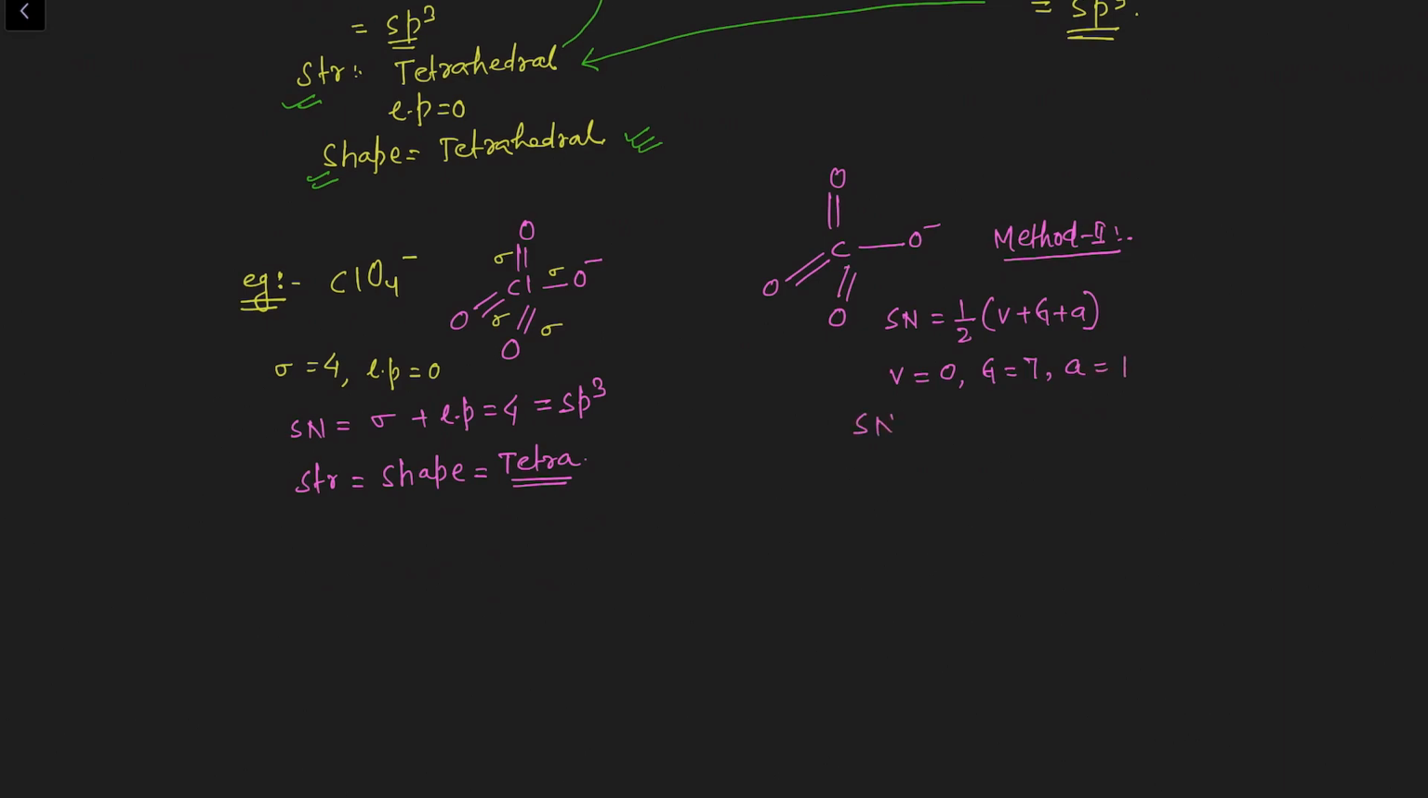So the steric number is equal to what? 1 by 2 of V plus G plus A. So that means 1 by 2, 0 plus 7 plus 1, 8 by 2, 4. See that? We are getting the same hybridization, right? So I told you that method number 2 will give you only an idea about the hybridization.